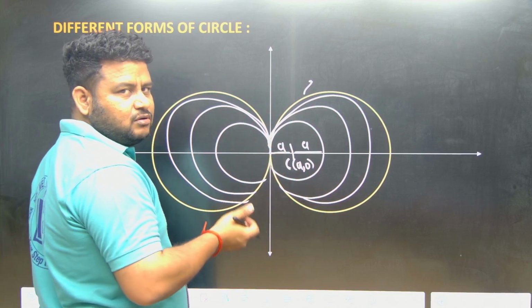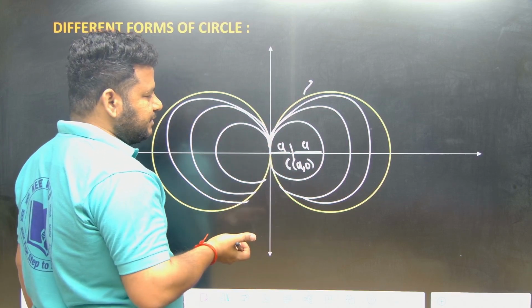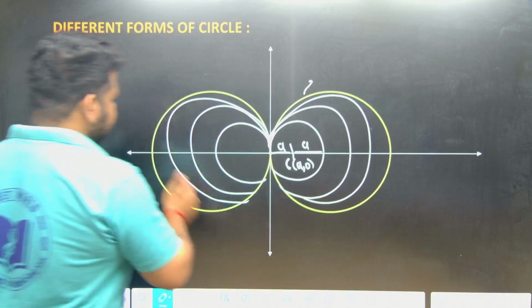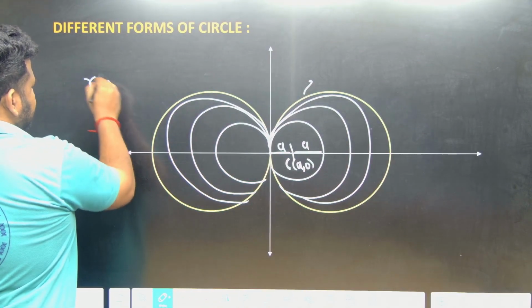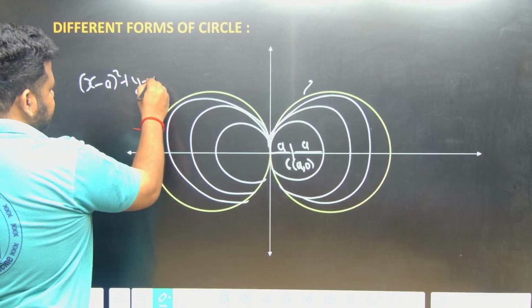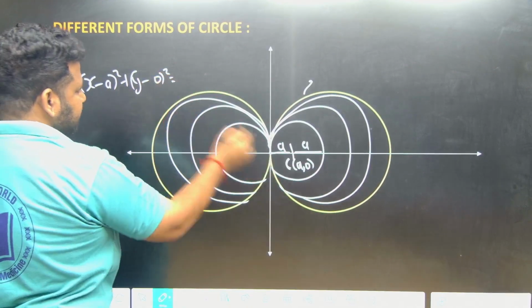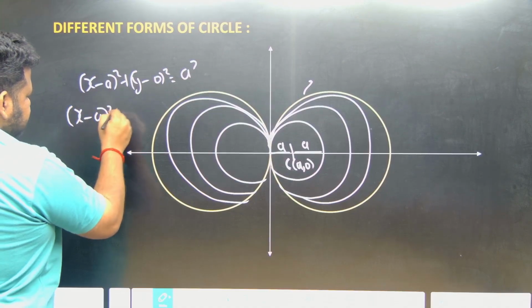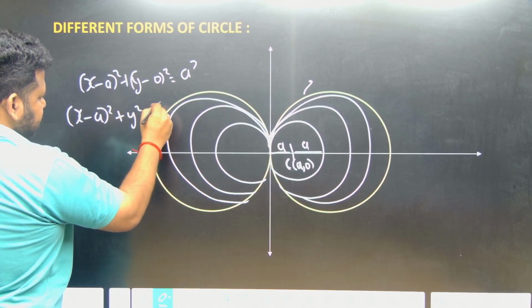That means there will be no y-intercept at all. So the center will become a comma 0. So the equation of the circle will become x minus a whole square plus y minus 0 whole square, and the radius squared is a square. So x minus a whole square plus y square is equal to a square.